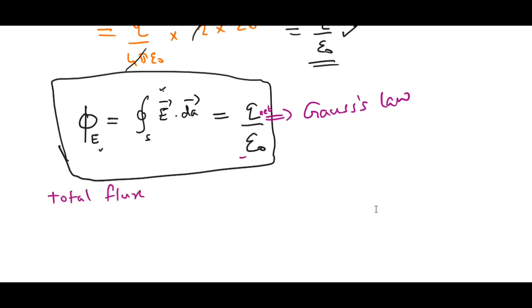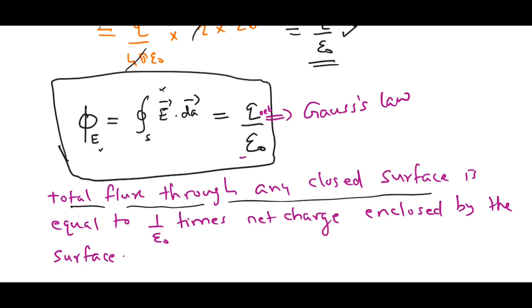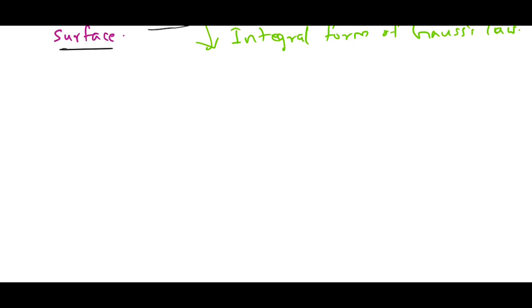I can write like this. The total electric flux through any closed surface is equal to 1 by epsilon 0 times the net charge enclosed by the surface. This is also called the integral form of Gauss's law. We will do a few problems based on this Gauss's theorem.